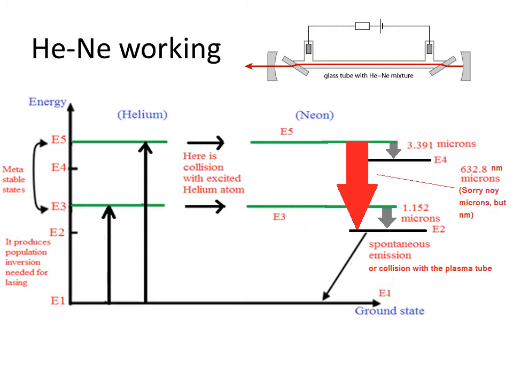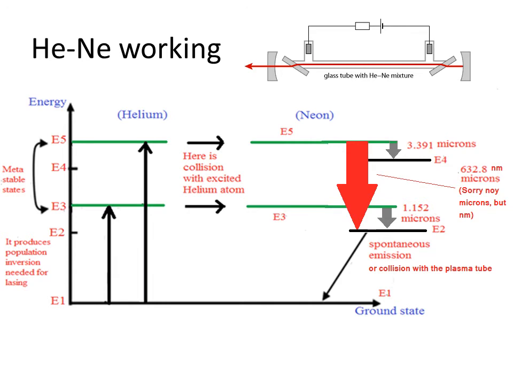The excited state of the helium atom is colliding with the ground state atoms of neon, and through that collision, the ground state neon is transferred to the excited states of neon. So that is how we create population inversion. Those two green energy levels, E3 and E5 of neon, are referred to as the upper laser level. So this is how the population inversion is taking place.